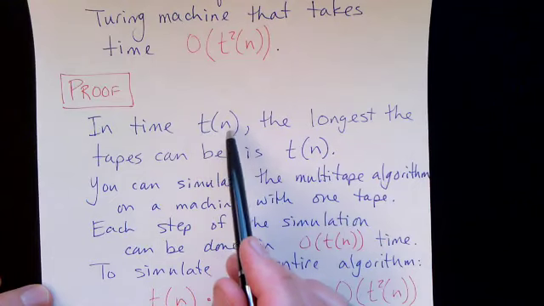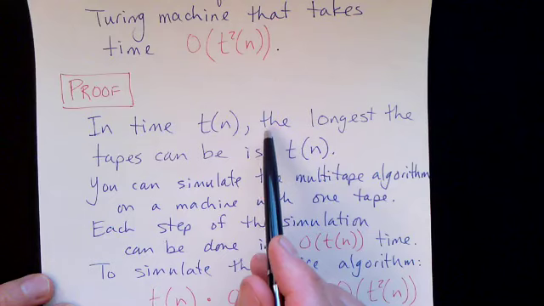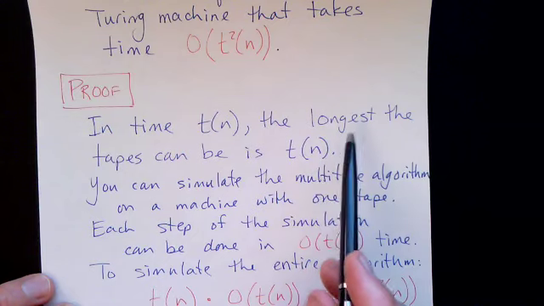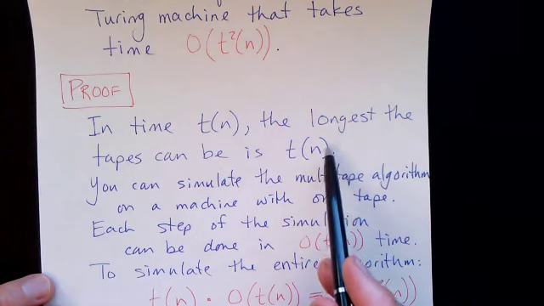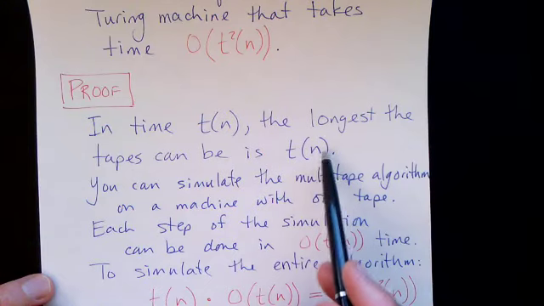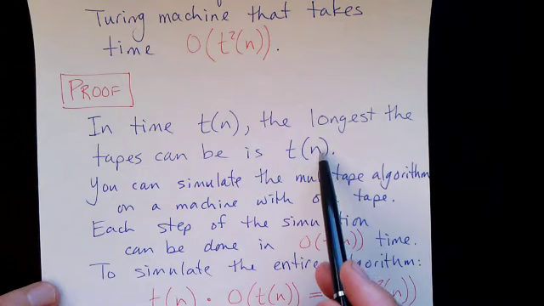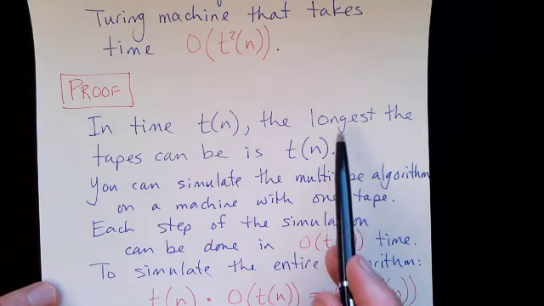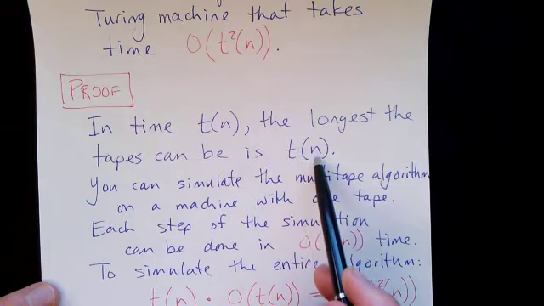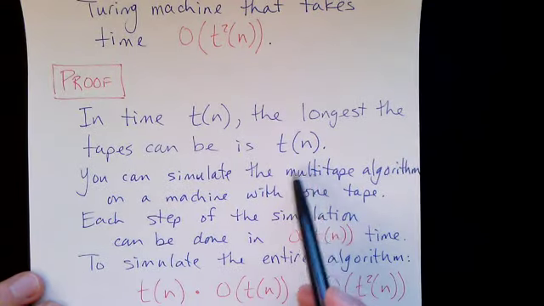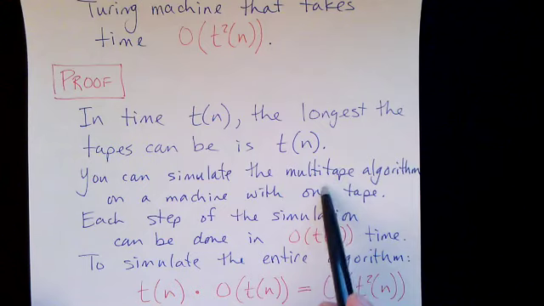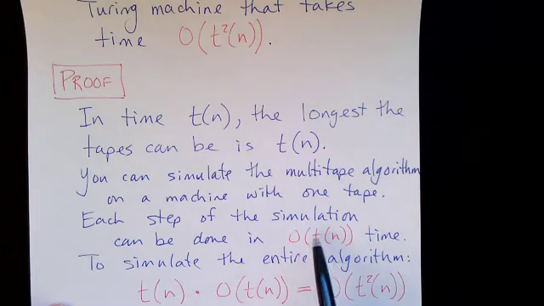Well, in time t of n, the running time of the multi-tape Turing machine, which has several tapes, the longest the tapes can get to be is the number of steps that have been executed. Because in order to write something onto the tape, it takes one step, so the tapes can't be any longer than t. Now you can simulate that multi-tape algorithm on a machine with only a single tape. However, each step of the simulation takes a long time. And in particular, it's proportional to the length of the tape.